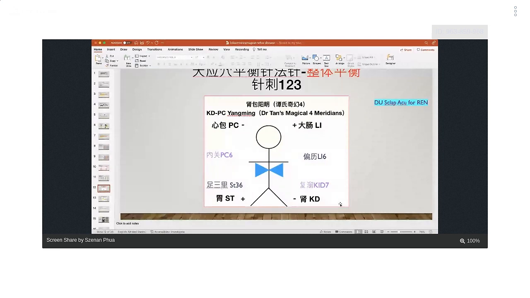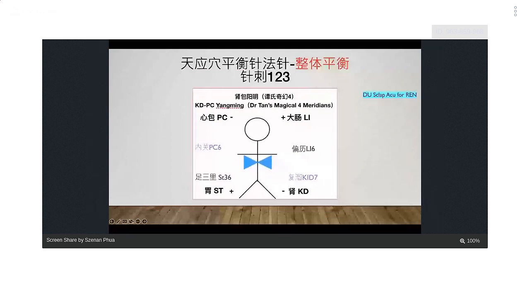Okay. You see in this page, it includes the sick meridian. The sick meridian we call as stomach meridian and kidney meridian, right? So we treat stomach and kidney meridian in global balance. We treat the sick meridian. We also add on two balance meridians, which is PC and large intestine, right?